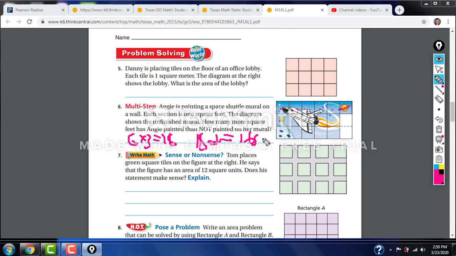16 square feet. And make sure you put square feet. So your answer is 18 minus 2 is 16, because she has painted 16 and not 2. But first we get the entire area. Then remember, multi-step, you're going to have 2 steps. Okay, let's go to the next one.